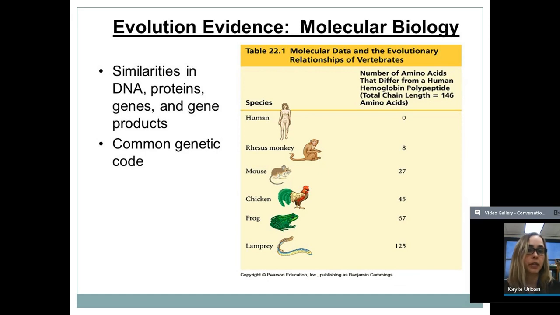So there are a number of different genes or segments of the DNA that code for specific proteins that we can compare among organisms. The hemoglobin gene is one of those, and hemoglobin is a protein in blood. So when you compare the 146 amino acids that are in the chain that codes for making hemoglobin, you'll see that from a human to a rhesus monkey, there are only 8 differences. When we go to a mouse, there are 27 differences. A chicken has 45. A frog has 67 differences, and the lamprey has 125 differences. The more differences there are in that chain of amino acids, the less related the organism.